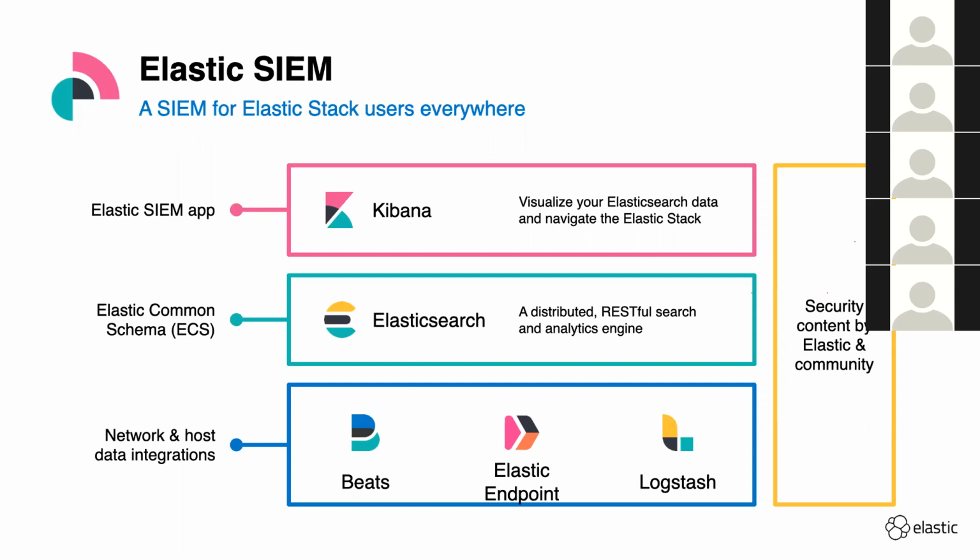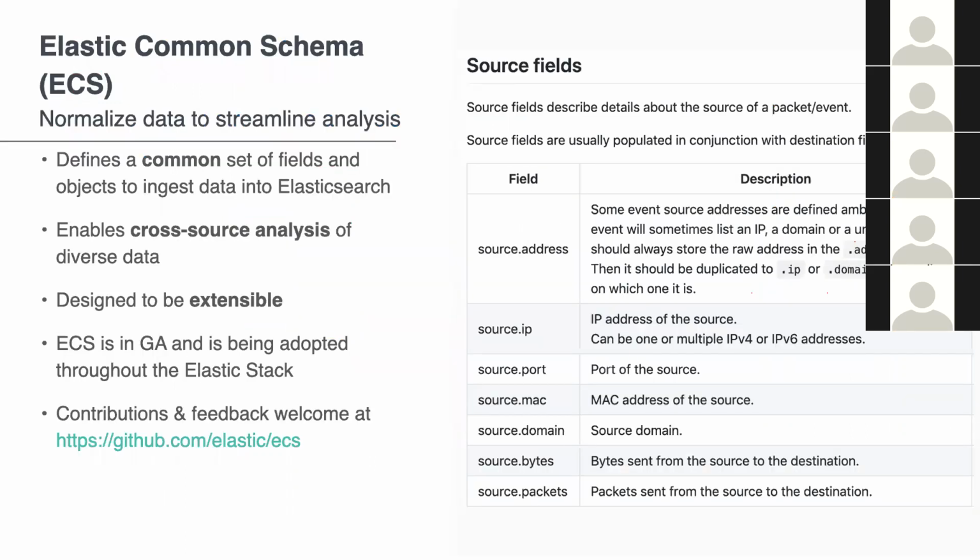So the SIEM is an application inside Kibana. You don't need any extra work, and you don't need to deploy it independently. Just install Kibana and you will find it directly inside Kibana. Enrich the SIEM app with security content from Elastic and also from the Elastic community. And yeah, let's jump in and see ECS, or Elastic Common Schema.